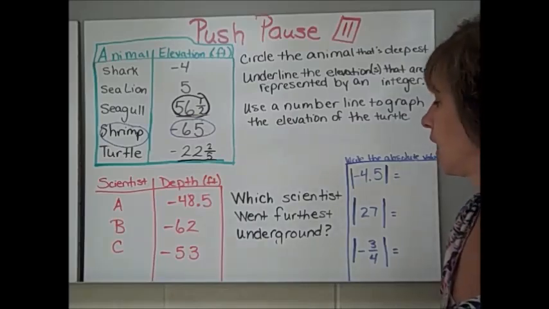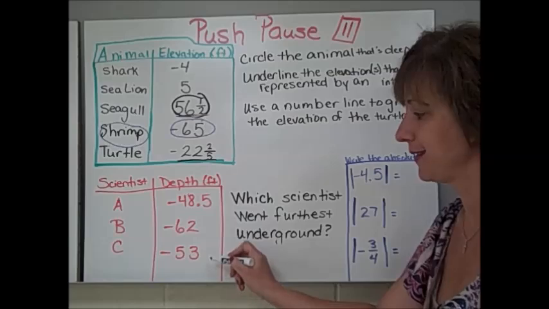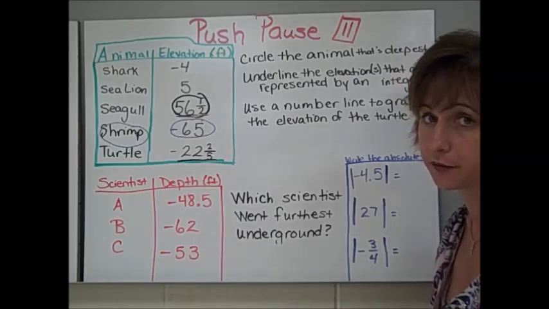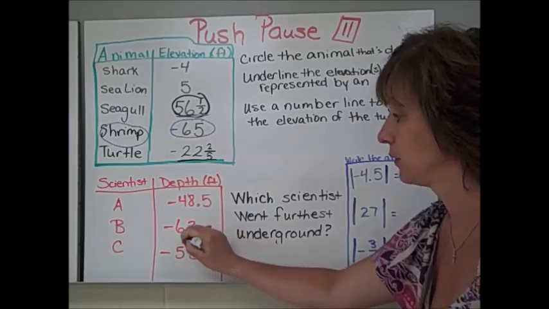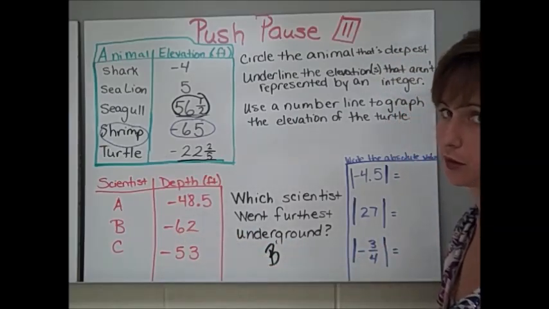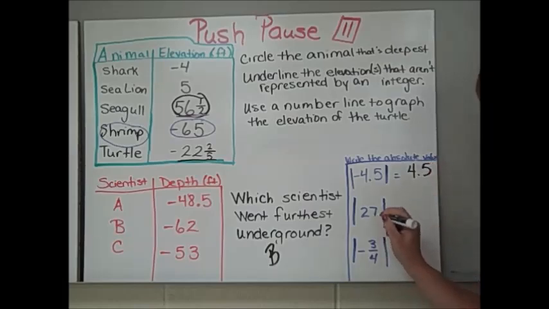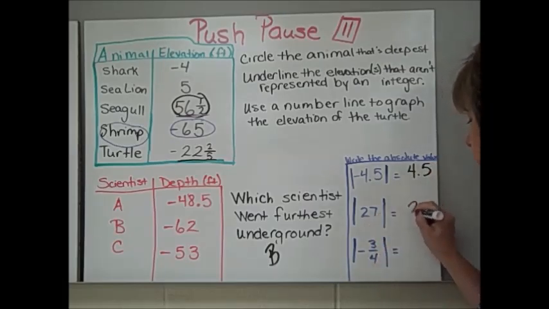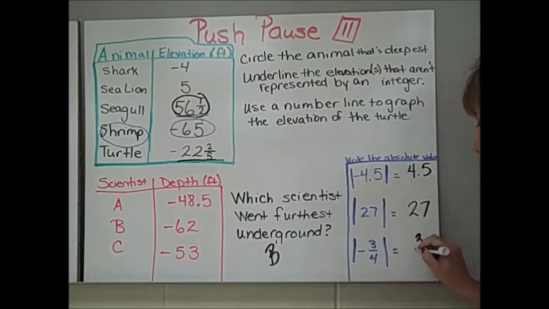All right, which scientist went furthest underground? Which of these scientists is furthest from 0? Who went furthest? The absolute value is 62, which is the furthest, which is B. And then finally, write the absolute value of -4.5. So you have 4.5. The absolute value of 27 is 27. And the absolute value of -3/4, 3/4.